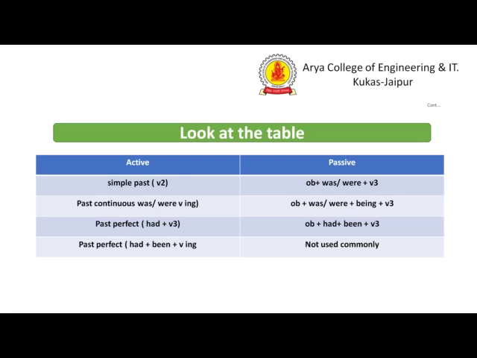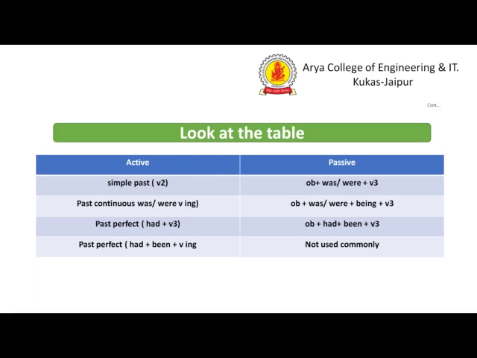Now you can see the simple past: object plus was/were plus verb's third form. Here you can take one example: she wrote a letter. A letter was written by her. This is the basic example we analyze in the simple past tense. Now the past continuous. What rule are we applying? Object plus was/were plus being plus verb's third form. She was writing a letter. A letter was being written by her. This is the way we convert active to passive voice.